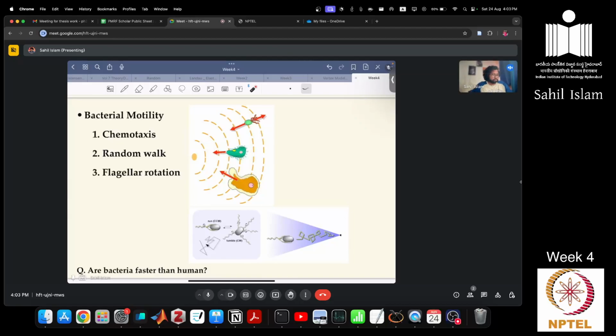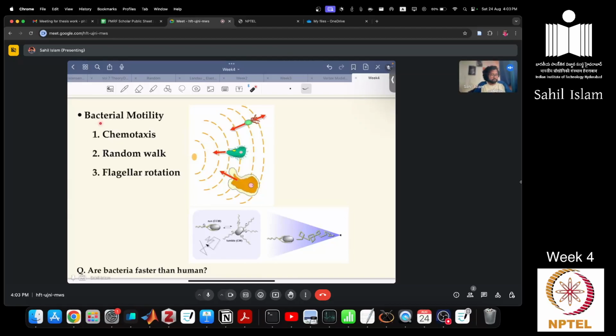The last topic we are going to discuss today is bacterial motility. So first, they show chemotaxis behavior. So what is chemotaxis? Chemotaxis means that bacteria follow some kind of chemical concentration gradient.